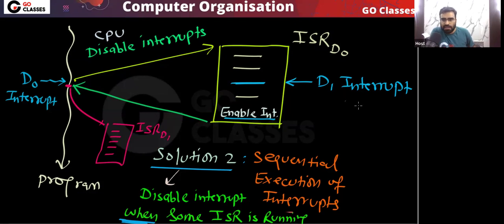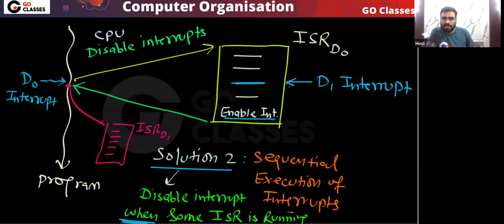I told you the problem, because maybe during the execution of this ISR some high priority interrupt can come, but still this solution is sometimes used, not always, but sometimes we can use this solution. The reason is very simple: this ISR is a very small piece of code. This program is actually very short. It is not a very big program, so it will not take much time to execute.